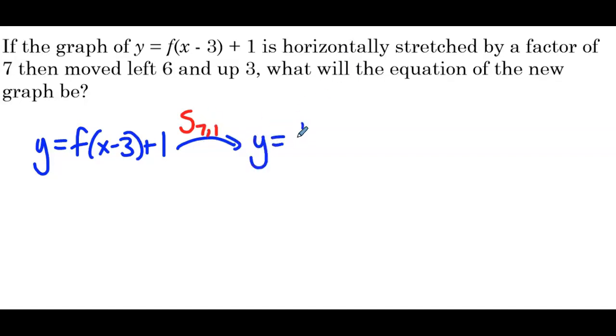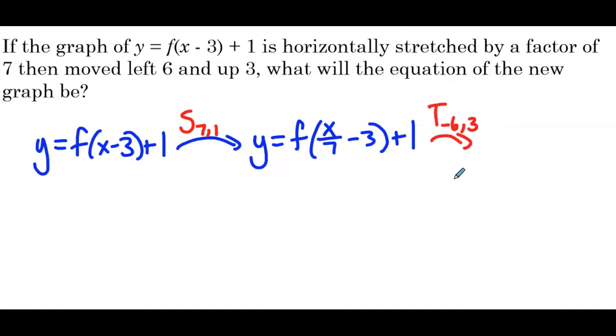So in our function, we have y equals f of, we're going to divide x by 7. Now just x in this case. So x over 7. And then minus 3 plus 1. Okay. And then we want to apply a translation. Left 6, up 3. So we're subtracting 6 from x, adding 3 to y. I'm going to need to go a little below. So y minus 3 equals f of x plus 6 in that numerator over 7 minus 3 plus 1.